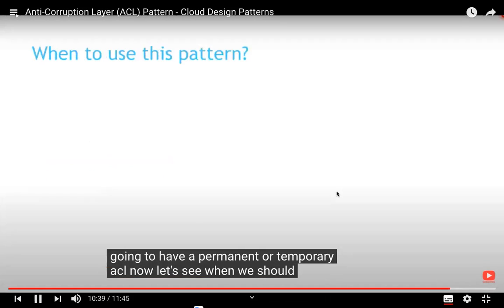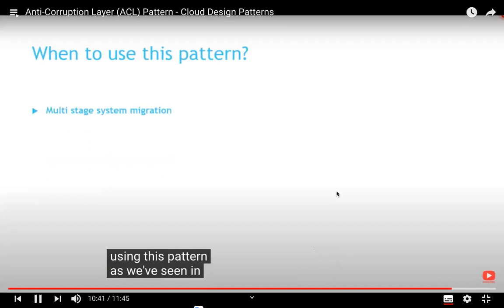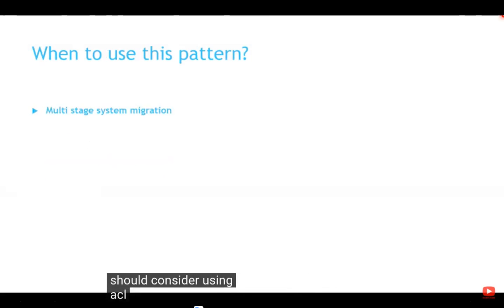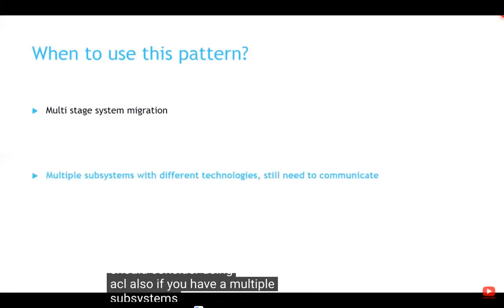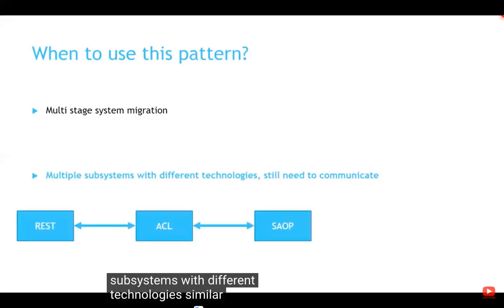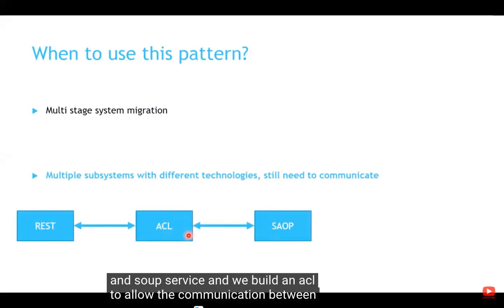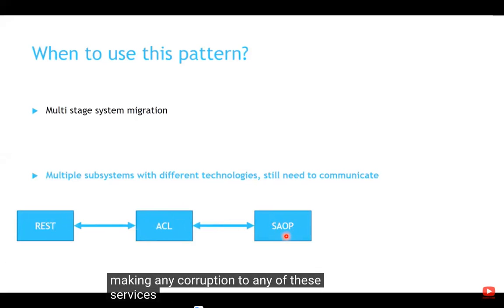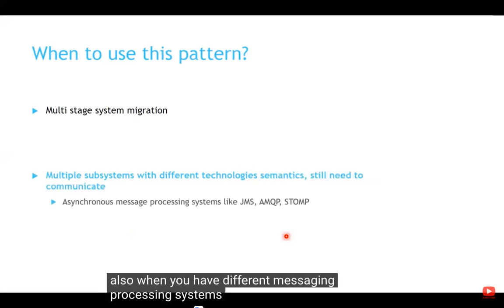Now let's see when we should be using this pattern. As we've seen in the example, if you have a multi-stage system migration, you should consider using ACL. Also, if you have multiple subsystems with different technologies, similar to our example, we had a REST service and a SOAP service, and we built an ACL to allow the communication between them without making any corruption to any of these services. Also, when you have different messaging processing systems.